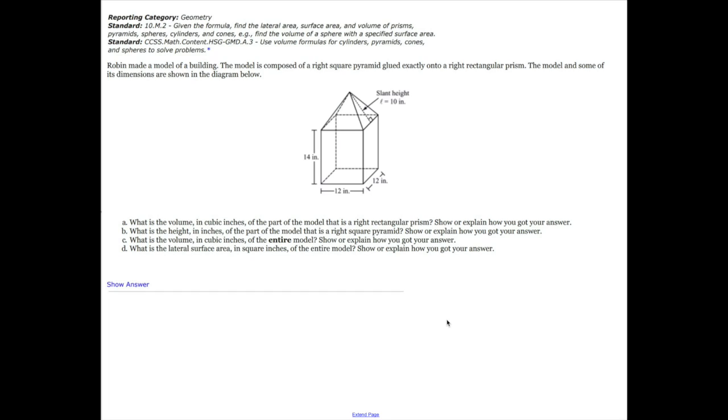So, the 4 questions we need to answer. What is the volume in cubic inches of the part that is the right rectangular prism? What is the height of the part that is the right square pyramid? What is the volume of the entire model? And then what is the surface area of the entire model? So please pause the video, answer these 4 questions, then when you're ready, unpause, and you'll see what I got.